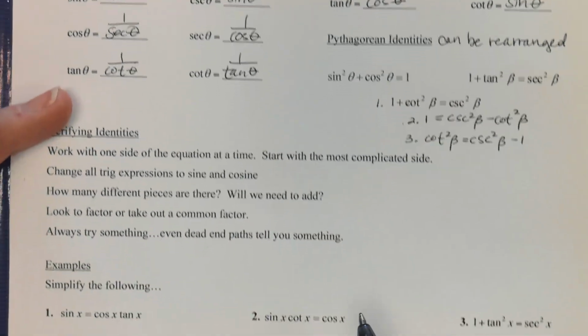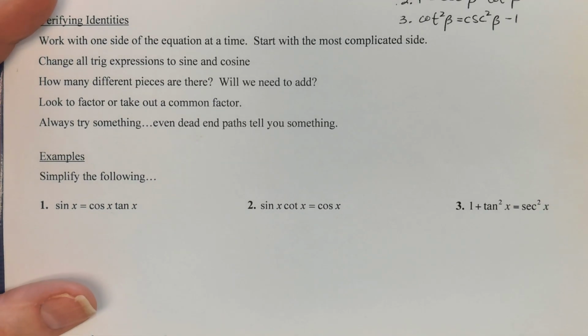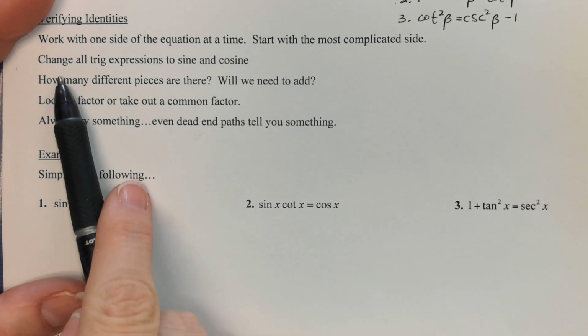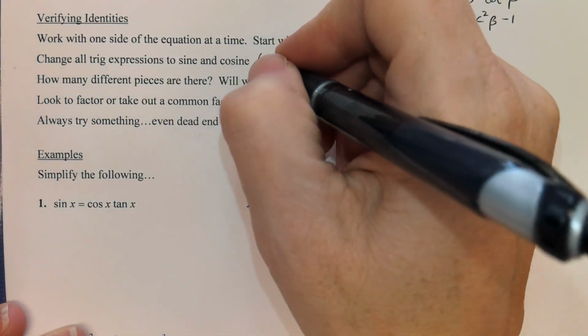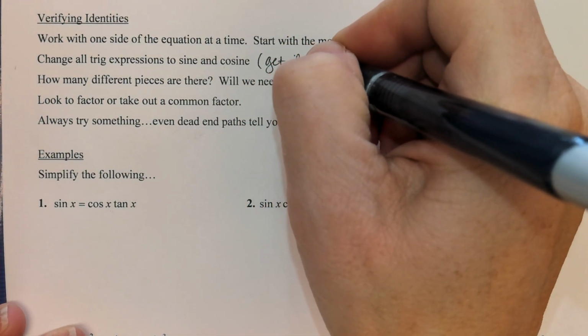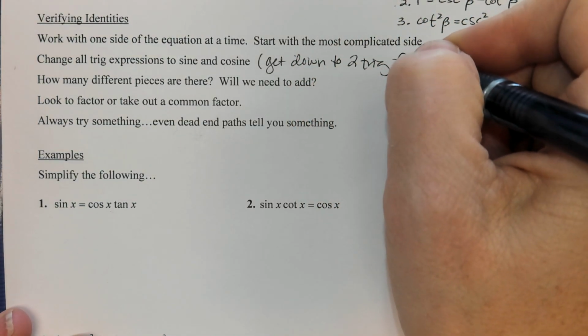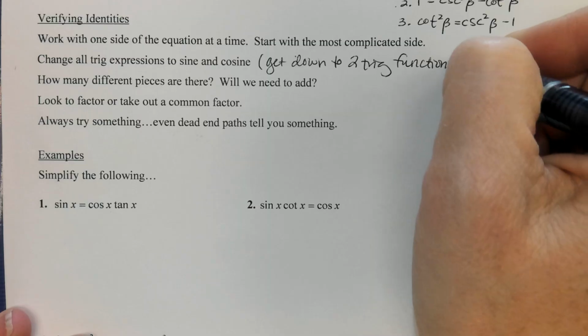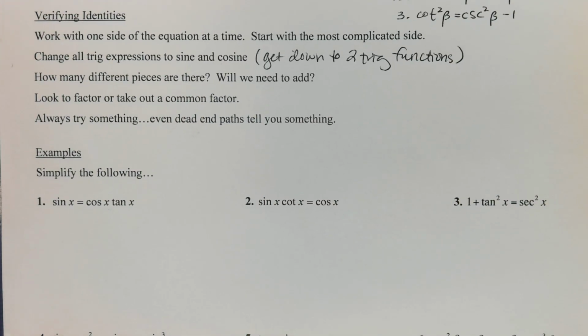So here are some hints when working with verifying identities. Work with one side of the equation at a time. Start with the most complicated side. A common tactic is to change all the trig into sine and cosine. You really want to get down to two trig functions. Whatever they are is fine. Sometimes it works best to go to sine and cosine, but if you can just get down to two trig functions, you are going to have a lot of success.